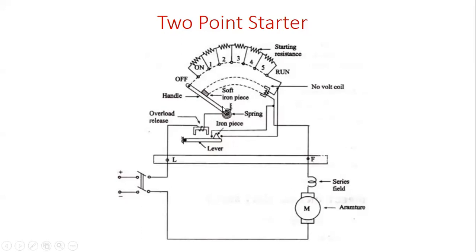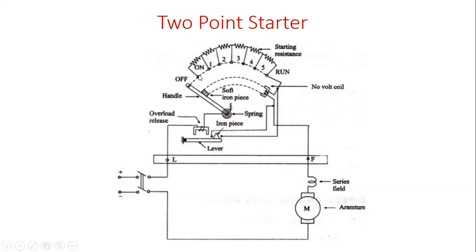So what is this handle? By using this handle we are going to vary the resistance of the starter. In the handle, one end will be connected with a spring arrangement, and the other end will have an iron piece. And then these are the resistance values available.